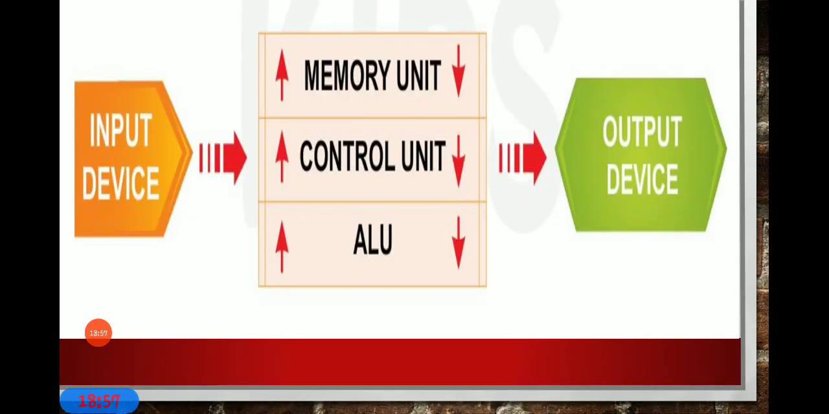So in this chapter we learned about input devices. CPU means processing devices, which have three things: memory unit, control unit and ALU. MU, CU, ALU: memory unit, control unit and arithmetic and logical unit. This is the CPU. And lastly we learned about output devices.